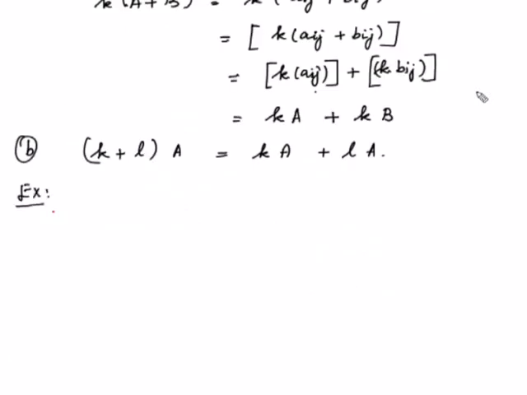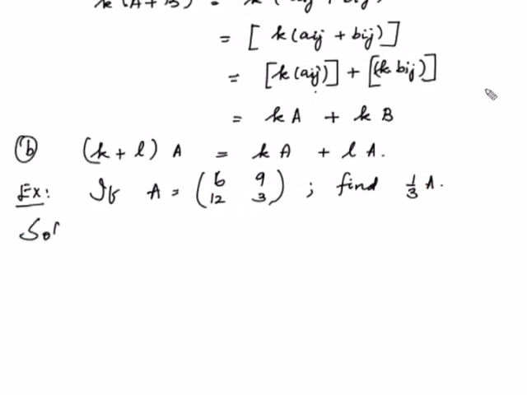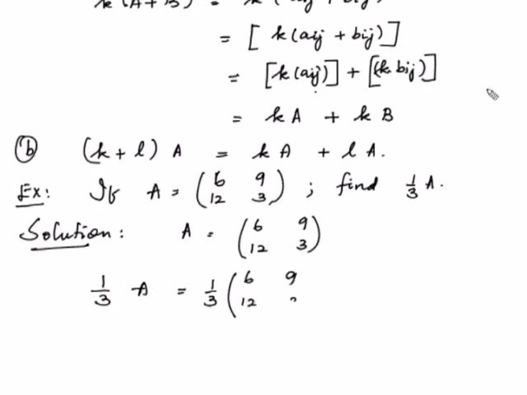Let us do an example now. If A is equal to 6, 9, 12, 3, then we are asked to find out what is 1/3 of A. Let's solve it now. What is A? A is given to be 6, 9, 12, 3. What is 1/3 of A? So it is like multiplying K times A with K value being equal to 1 by 3. So it is 1 by 3 times 6, 9, 12, 3.